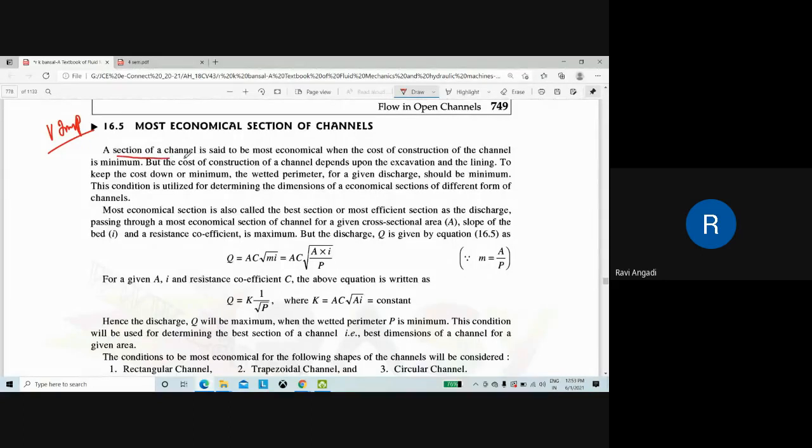A section of a channel is said to be most economical when the cost of construction of the channel is minimum, but the cost of construction of the channel depends upon the excavation and the lining. If you want to get the most economical channel section, any shape, rectangle or trapezium, so this is a trapezium channel section, the cost of the channel section of this shape is most economical when the cost of construction is minimum. Yes or no?